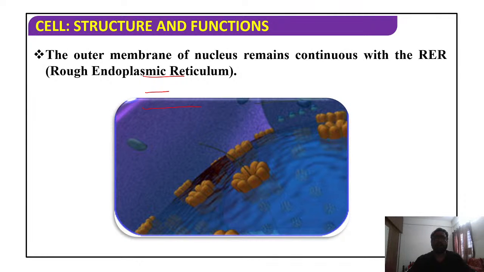You see this, the outer membrane of the nucleus remains continuous with the RER. If you see, this is the outer membrane view of this nucleus. See, it is continuous with the RER. What do you mean by RER? Rough endoplasmic reticulum. Why do we call it rough endoplasmic reticulum, guys? As you know, the rough endoplasmic reticulum has ribosomes on it.